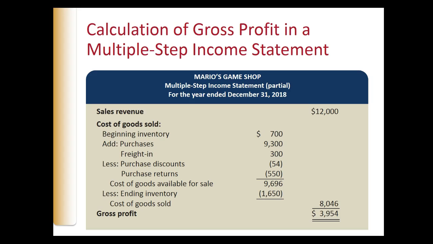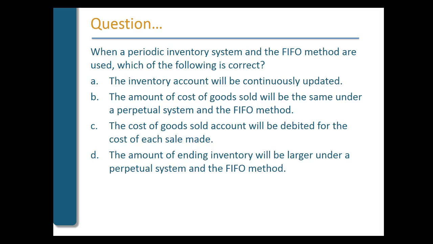The periodic system and perpetual system will always produce the same amounts for cost of goods sold and therefore also ending inventory when the FIFO method is used. When using LIFO or weighted average, the amounts for cost of goods sold may differ between the two systems, but we'll leave this to more advanced accounting classes.